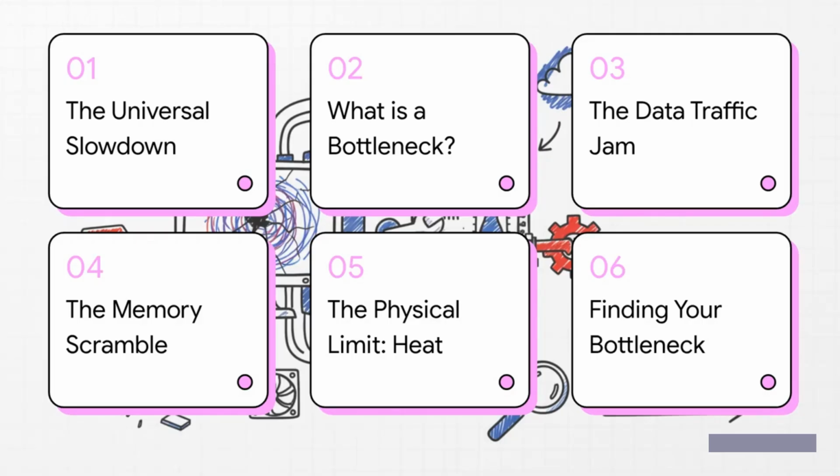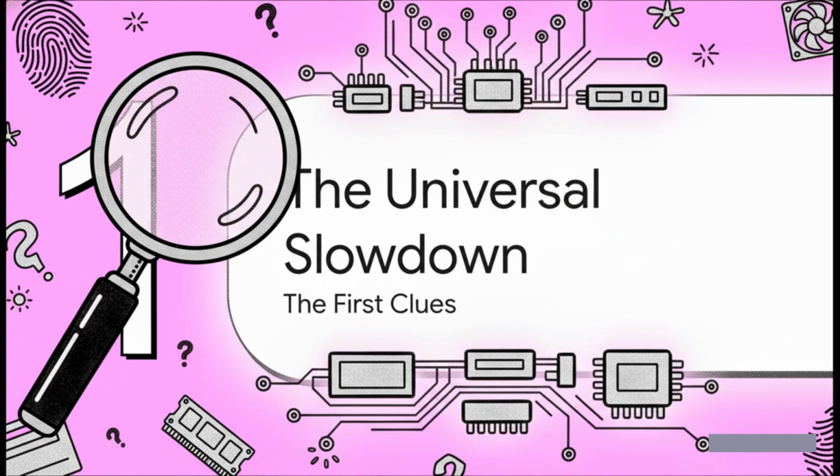So here's our game plan for this explainer. We're going to start with those obvious symptoms, then define the real culprit, what's called a bottleneck. After that, we'll hunt down the three big ones: the data traffic jam, the memory scramble, and the physical limit of heat. And finally, we'll talk about how you can find the bottleneck on your own machine. All right, let's get our investigation started.